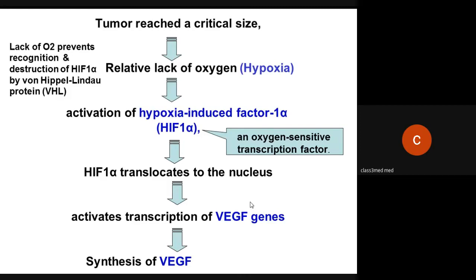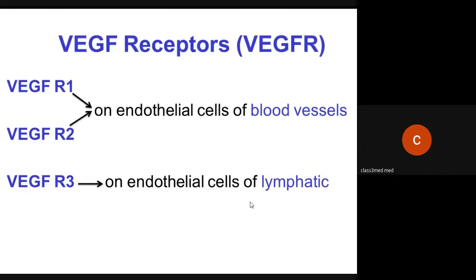Then the vascular endothelial growth factor will induce angiogenesis by binding to the receptors on the endothelial cells of the blood vessels and lymphatics. You do not need to memorize these receptors.